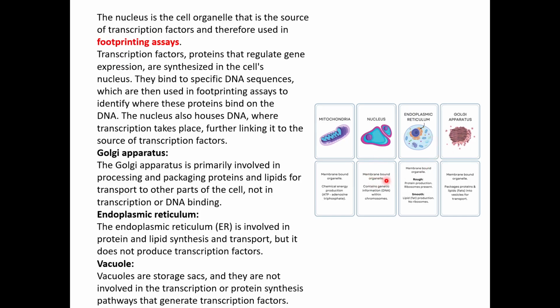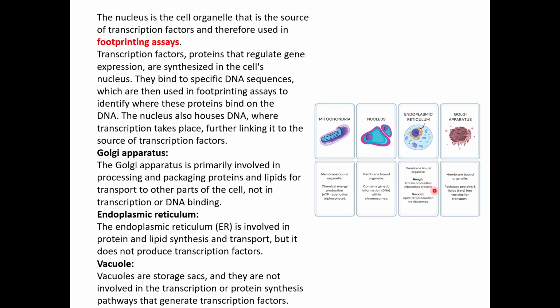Your nucleus is a membrane bound organelle and it contains genetic information, that is DNA, within the chromosomes. Along with it, it is the source for your transcription factors. Whereas mitochondria is also a membrane bound organelle, but it is a source for chemical energy, that is ATP. And endoplasmic reticulum is also a membrane bound organelle. There are two types, rough and smooth.